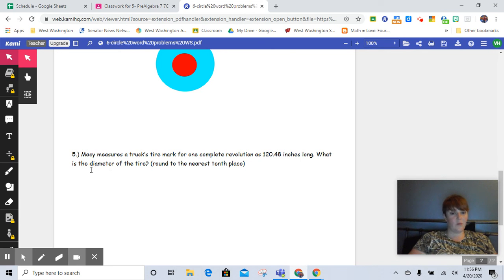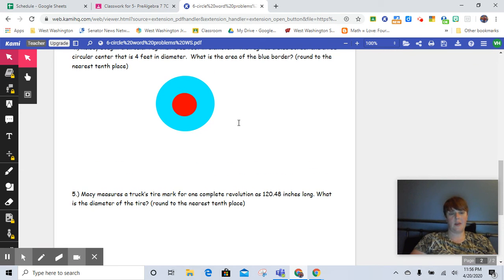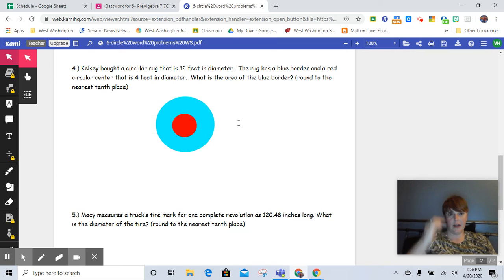Okay. What's the diameter of the tire? That's good to know because that tells you the size of the tire. Like if you're going to Big O Tires or wherever you get your tires, it has to do with the size of the tire that fits on your car. Mine's a 14. My brother's is a 15. There you go.